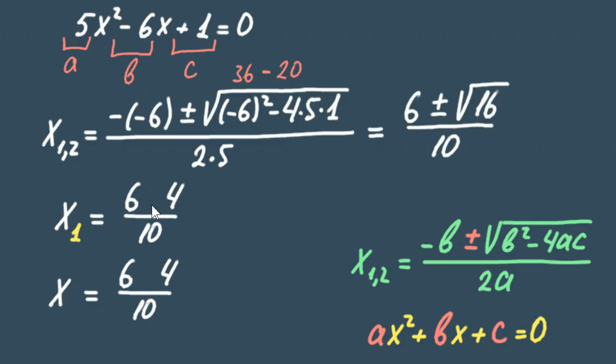To get the first solution, we put a plus sign. To get the second solution, we put a minus sign. We do the calculation and get two solutions for our original quadratic equation.